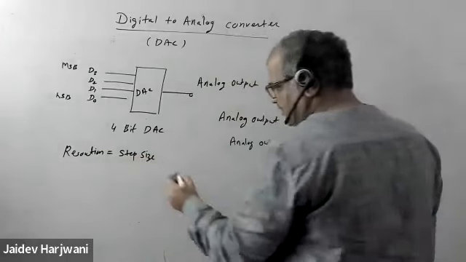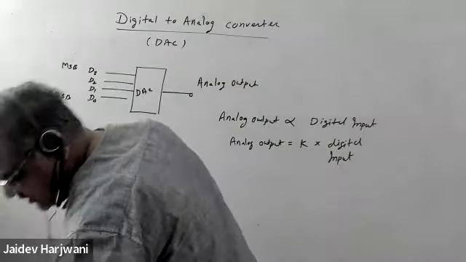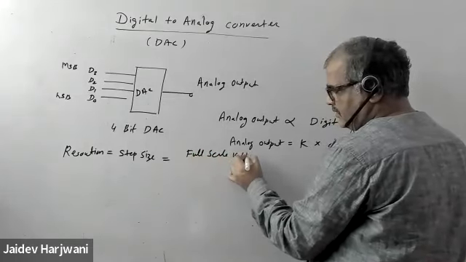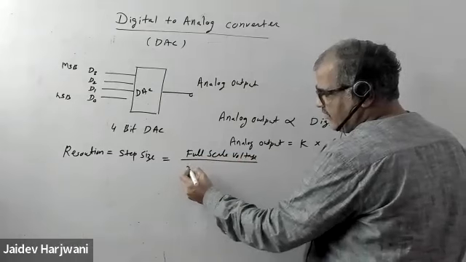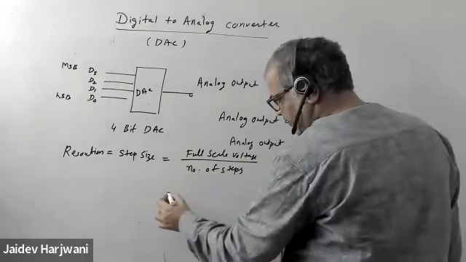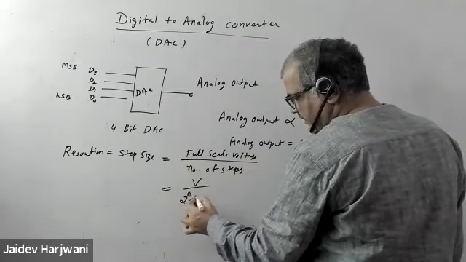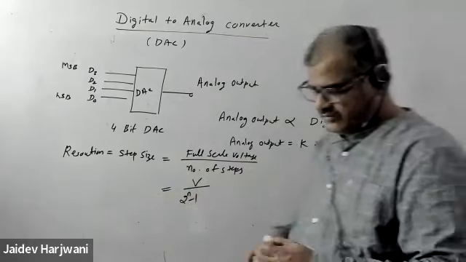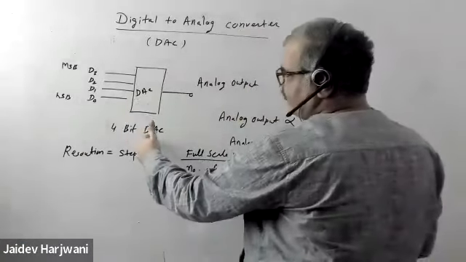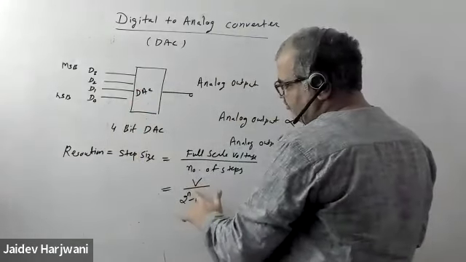Step size is defined as the maximum voltage range, called the full scale voltage, divided by the number of steps. What do you mean? If your full scale voltage is V, the number of steps is given by 2 power n minus 1. Like with a 3-bit D2A converter, it will have 2 power 3 minus 1, 7 steps. With 2 power 4, you will have 15 steps.